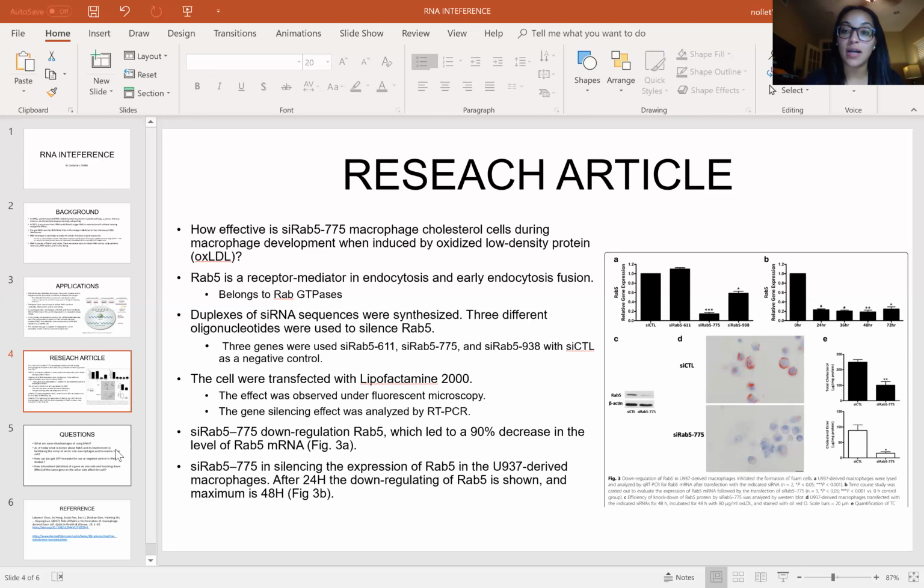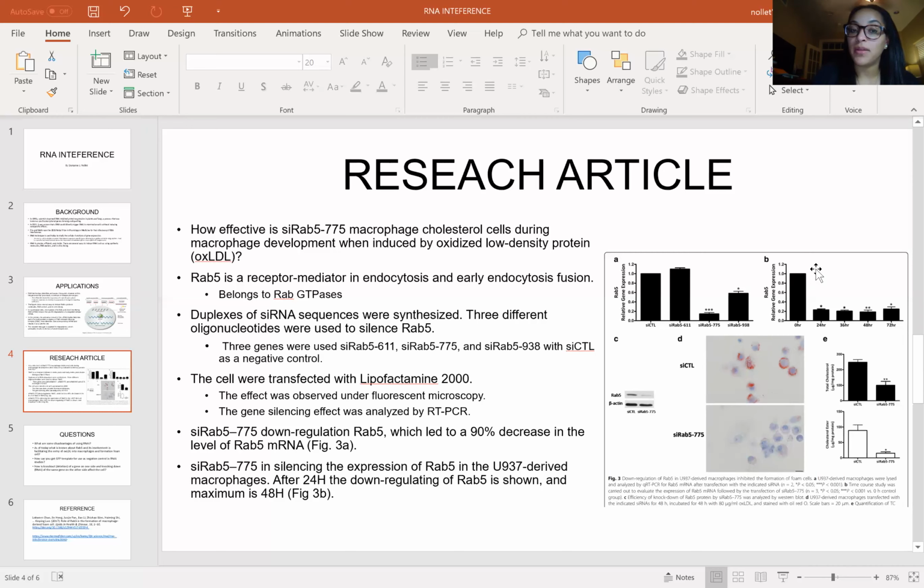And what they found is that, if you can see here, they sequenced three different sequences, and they had a control. And what they realized over time was that the presence of RAB5 was decreasing, and that short interference RAB5 75 downregulated RAB5, and it led to a 90% decrease of the level of RAB5 messenger RNA.